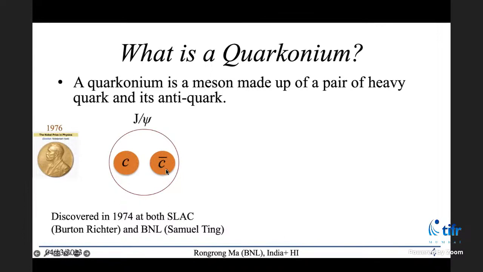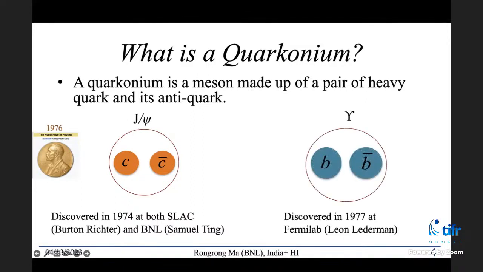The J/psi, as a lot of you probably know, was discovered in 1974 at both SLAC and Brookhaven. It was discovered at the AGS at Brookhaven, and the AGS is actually still used as part of the RHIC complex. I think this is very closely related to our field.